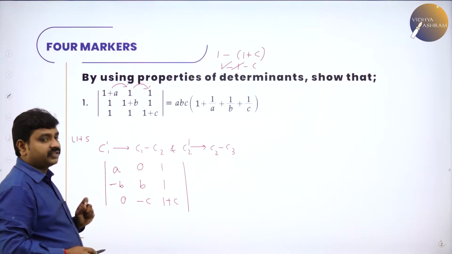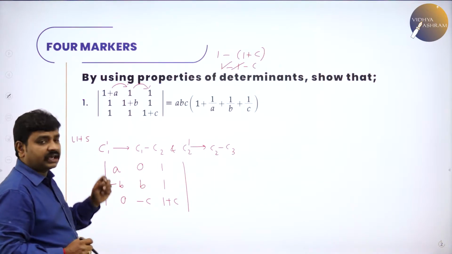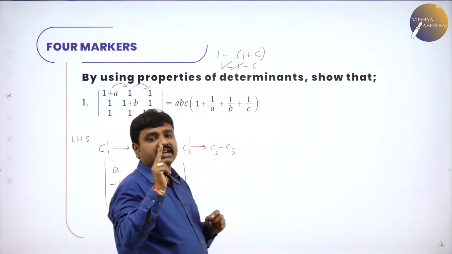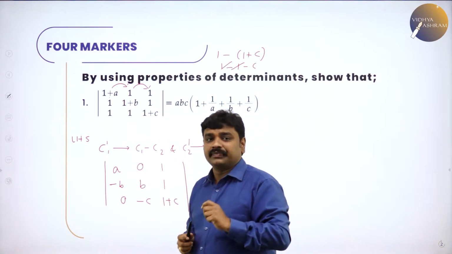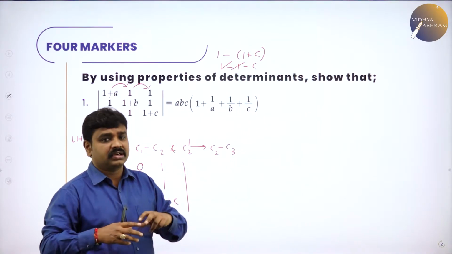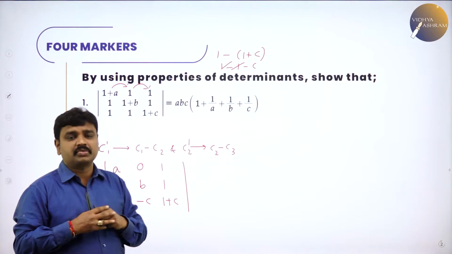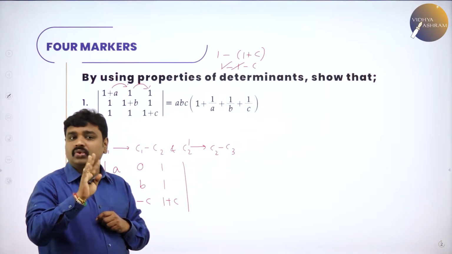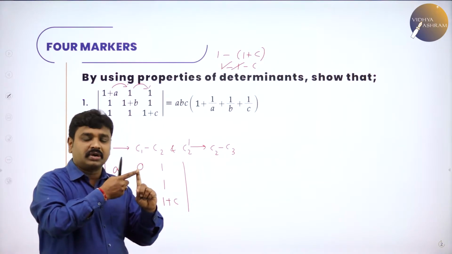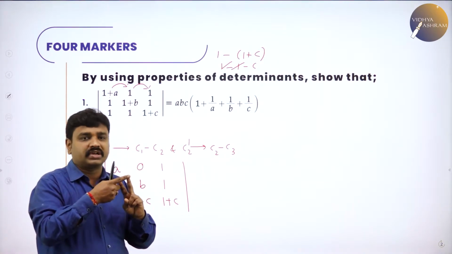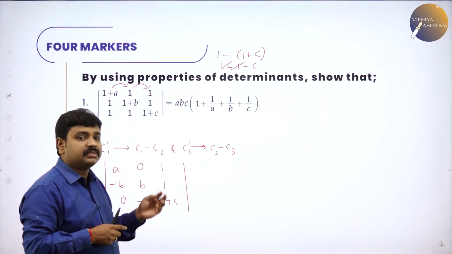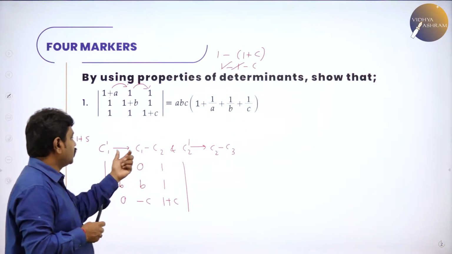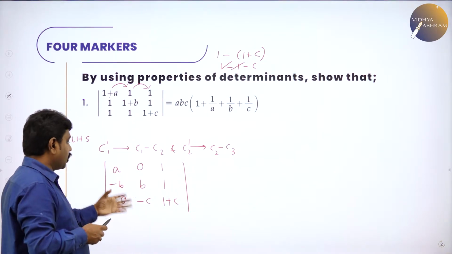So now expand this. So we have done, at a time you can do maximum of 2 transformations. In one step you can do two transformations, column or row. And when you are doing column transformation, at the same time you cannot do row transformation. Either you should do column transformation or you should do row transformation. So at a time maximum you can do 2. So we have done 2. So now the problem reduced.